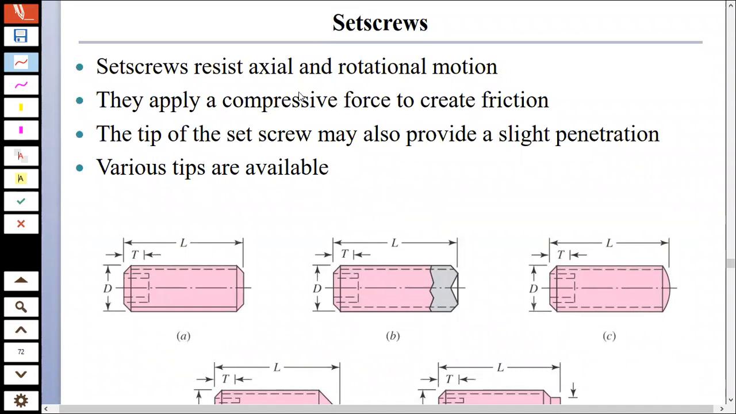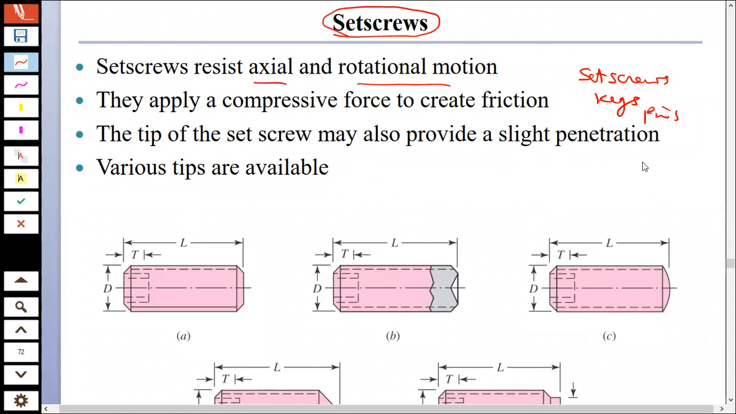Now let's say when we put components on a shaft, we use different torque transfer components. For example, set screws, keys, pins, and so on. These we use. Now set screws resist axial and rotational moment.